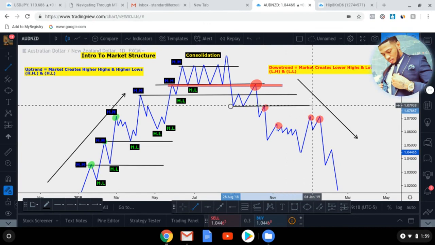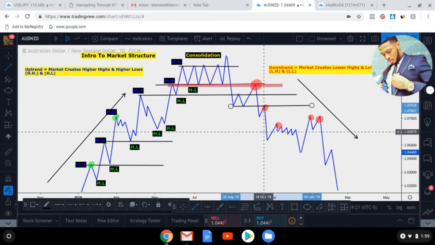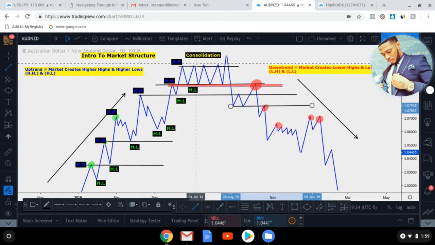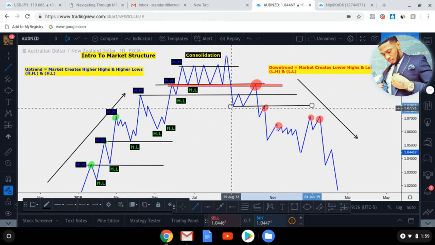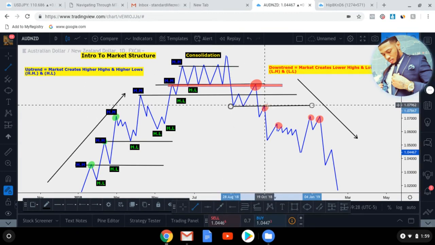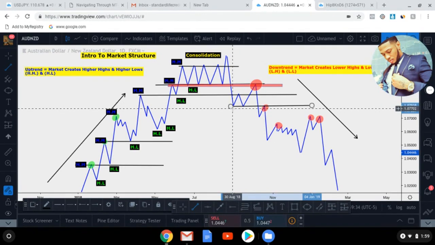So in a downtrend, you want your lows to be broken. In an uptrend, you want your highs to be broken. Okay. Very, very key. So as you can see, whenever I'm looking for price to find some type of resistance when it's retracing, right? This is what I'm looking for.